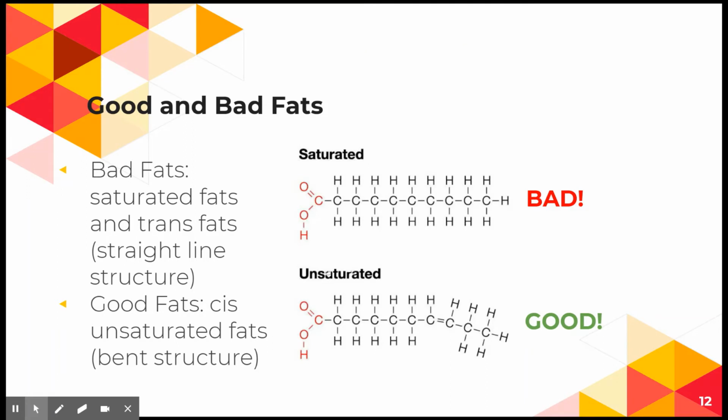So, an important thing to remember here is that there are good and bad fats. Bad fats are also known as saturated fats or trans fats, and these fats have a straight line structure, which you can see in the picture to the right. Good fats are called cis-unsaturated fats, and they have a bent structure. So if you look at these two pictures, you can tell which ones are bad and good. And if you want to learn more about fats, you can check out the cool video linked at the top.